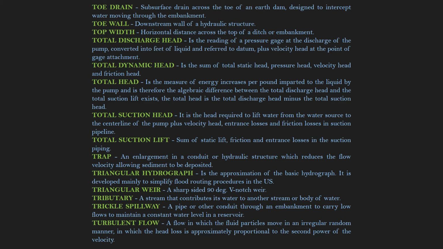Total discharge head is the reading of a pressure gauge at the discharge of the pump, converted into feet of liquid and referred to datum, plus velocity head at the point of gauge attachment. Total dynamic head is the sum of total static head, pressure head, velocity head and friction head.